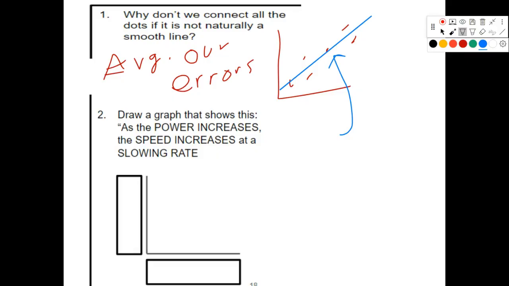All right, draw a graph that shows this. As the power increases, the speed increases at a slowing rate. Go ahead and draw it, pause the video, and we'll see how you did.